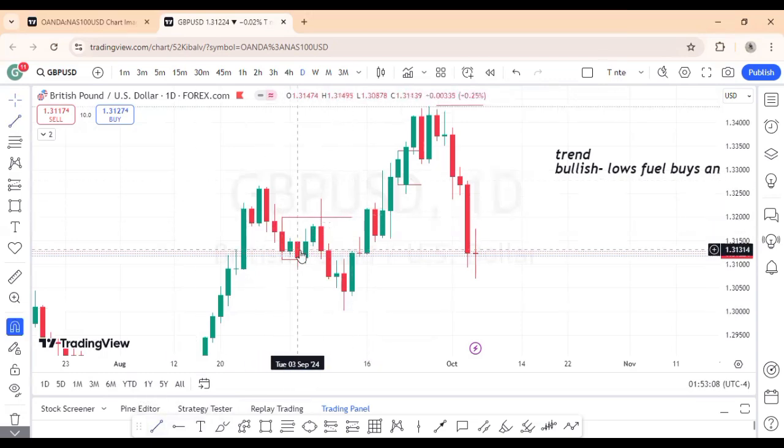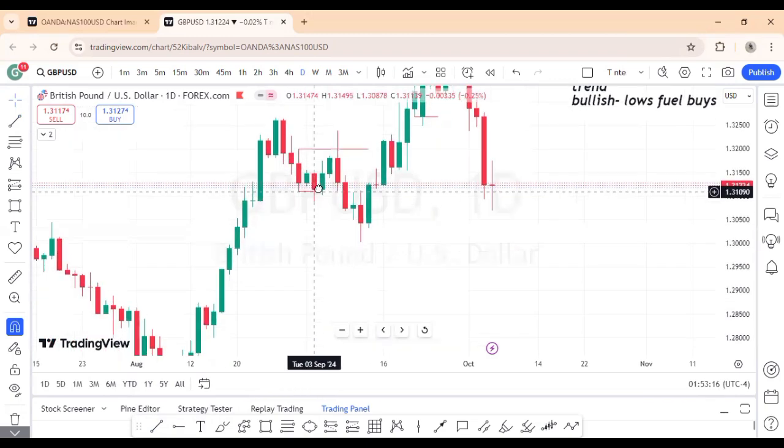So you can see how this buy market dipped into this. That means our fuel for buys is set to take out what? That candle's high. So that's how we do it, right?